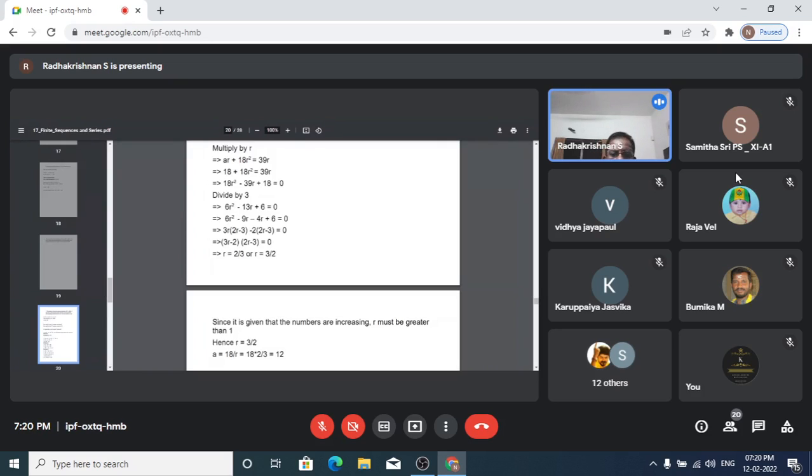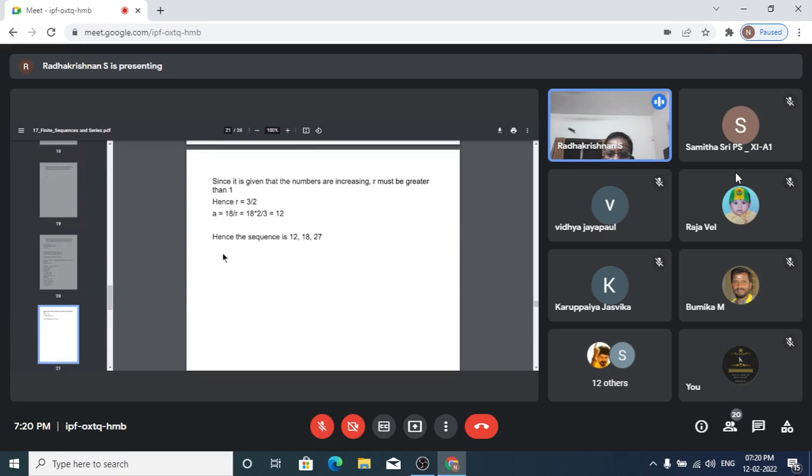And again, since AR equals 18, A will be 18 divided by R, which is 18 divided by 3 by 2, or 18 into 2 by 3. That is 12. So A equals 12 and R equals 3 by 2. Those are the parameters of the GP. So from that we can write down the sequence as 12, 18 and 27.